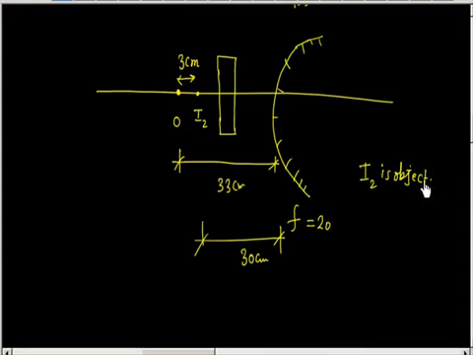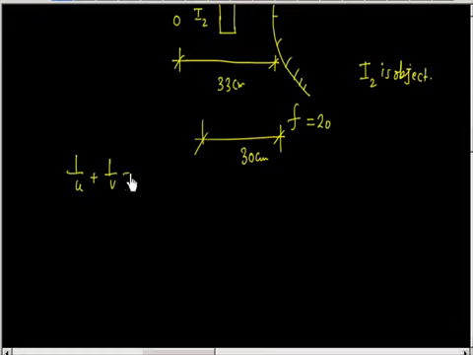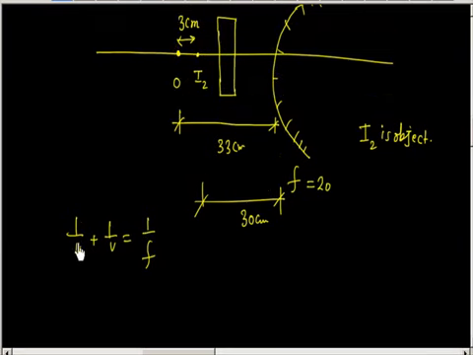So if I2 is the object, I can apply 1/u + 1/v = 1/f. So let us go fast. 1/u + 1/v = 1/f. Now in this case, u is on this side, so this is negative, v we do not know, and f is positive. So let us find v.